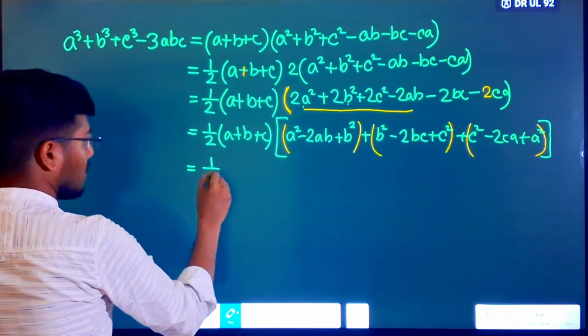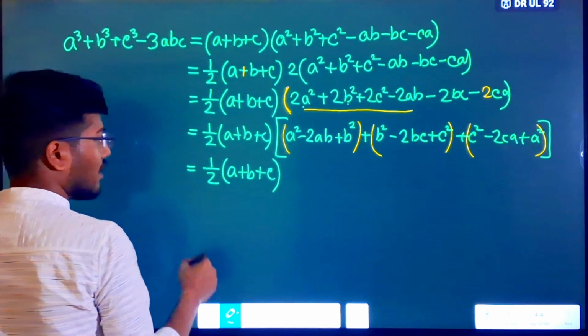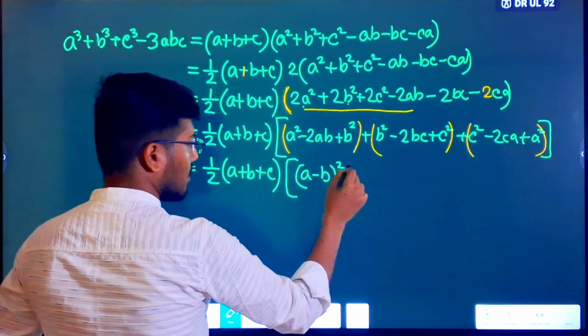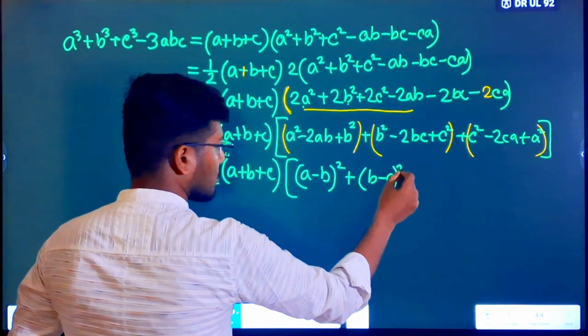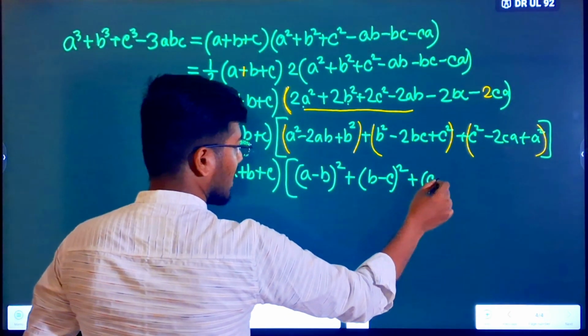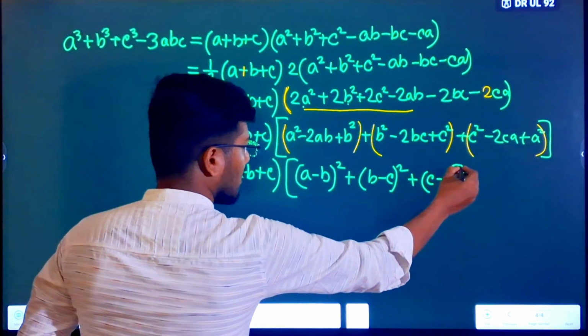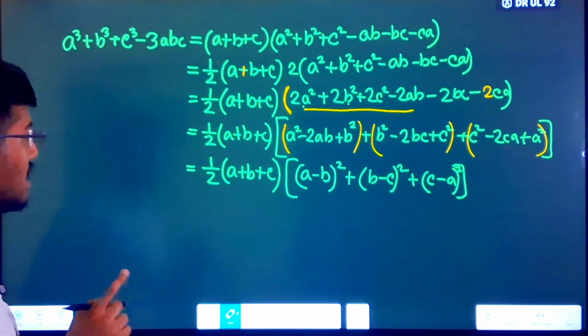Okay, so what is the final answer? The answer is half multiplied by a plus b plus c. Okay, so what is the next one? It is a minus b whole square. What is the formula? Plus b minus c whole square plus c minus a whole square. Everyone, do you understand? Yes or no?